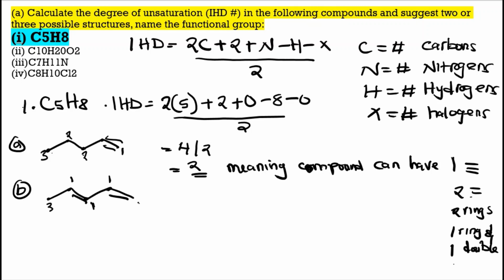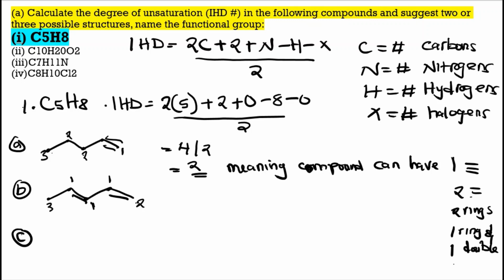And here you have 2 hydrogens. So you add 3 plus 1 plus 1 plus 1 plus 2 plus 1 plus 1 plus 1 plus 3. That will give you 8 hydrogens. So that is balanced. Another possible structure, we said it can have 1 ring and 1 double bond.